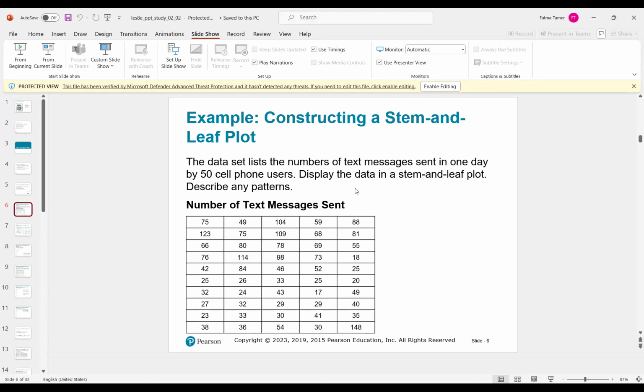If you look at the example about constructing a stem and leaf plot, the data set lists the number of text messages sent in one day by 50 cell phone users. Display the data in a stem and leaf plot. Describe any patterns. So we have 50 numbers here. Some of them start with 75, some of them start with 40.